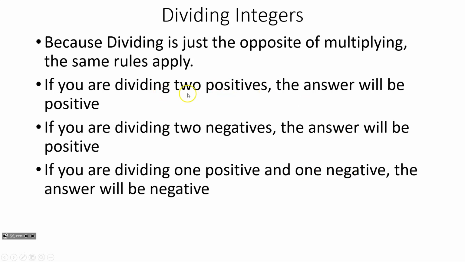So dividing 2 positives, answer is positive. Dividing 2 negatives, the answer is positive because 2 is an even number. 1 positive, 1 negative, because it's only 1 negative, that's an odd number, your answer is going to be negative.